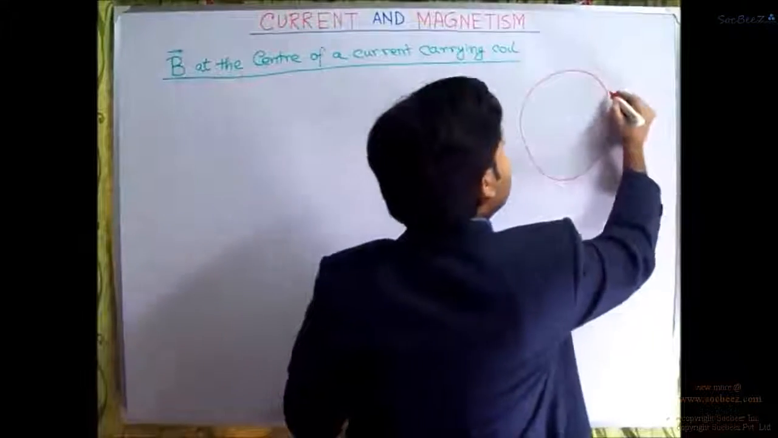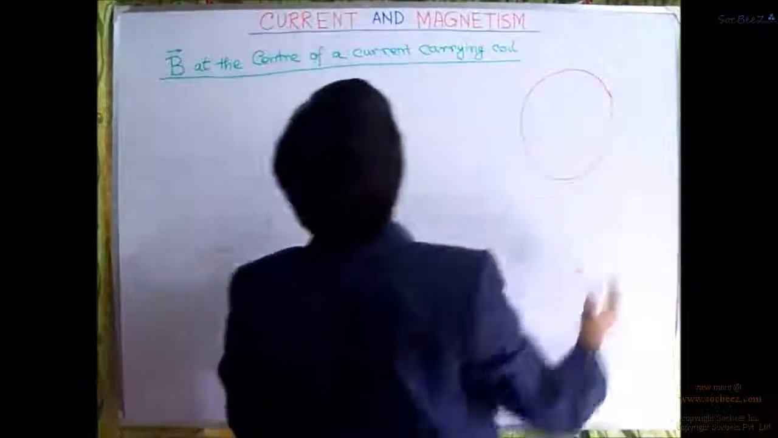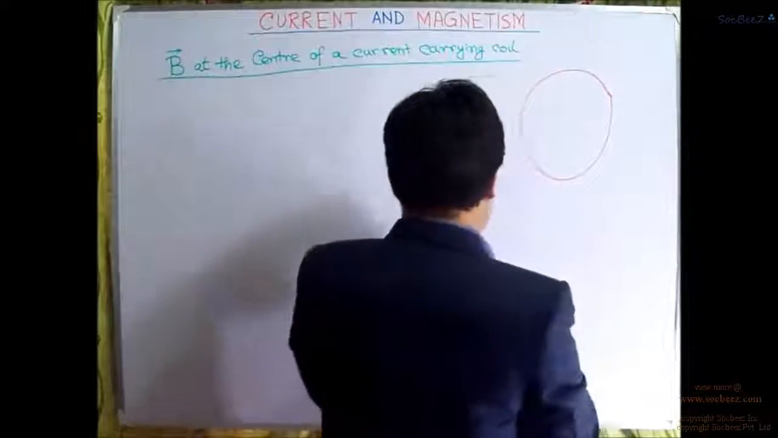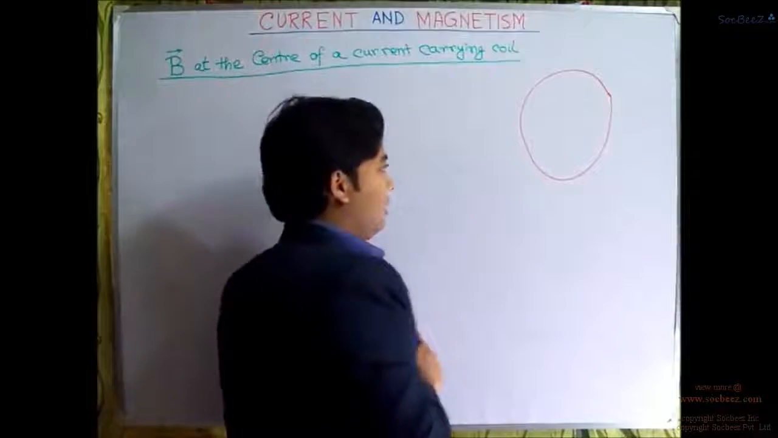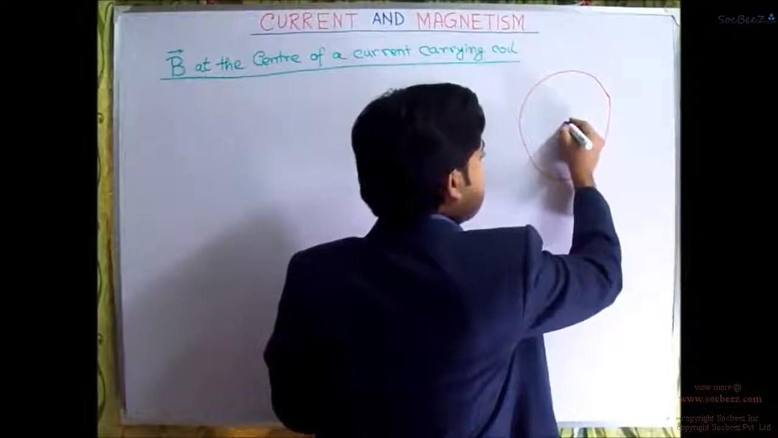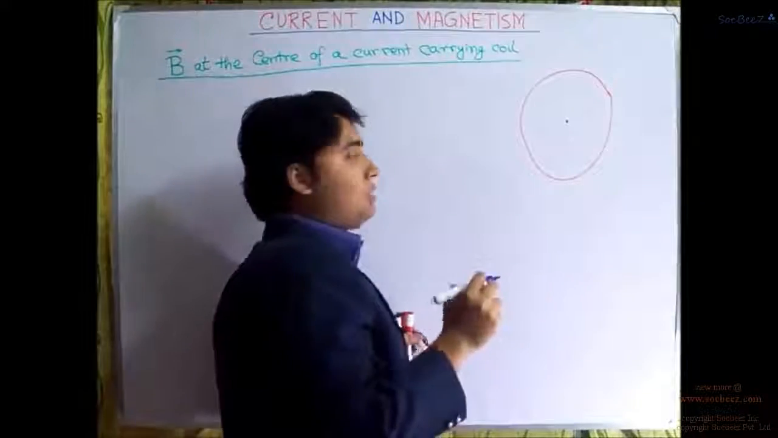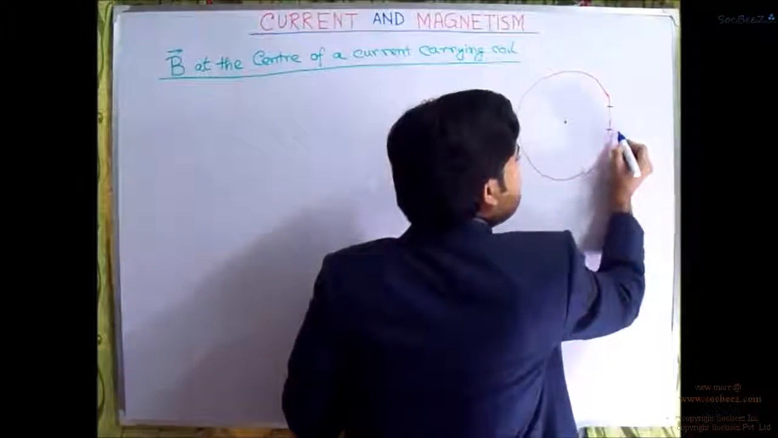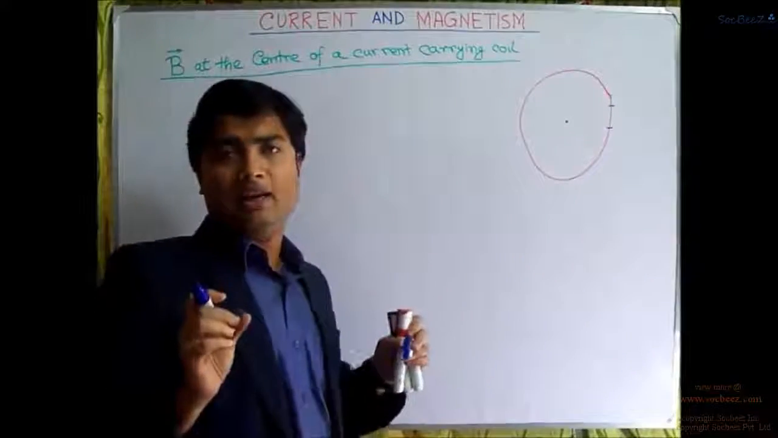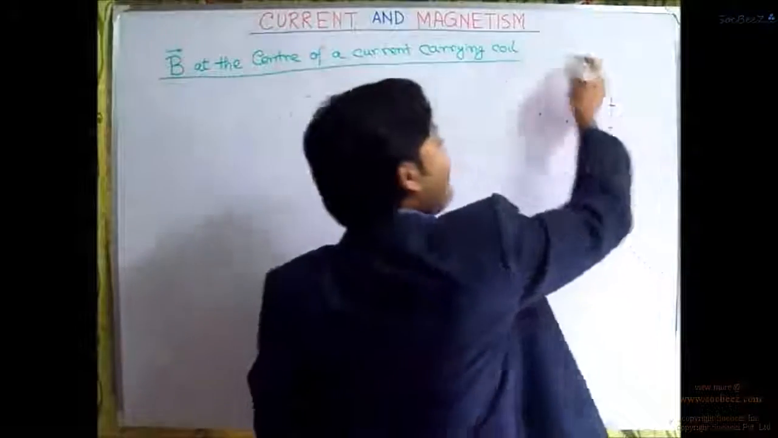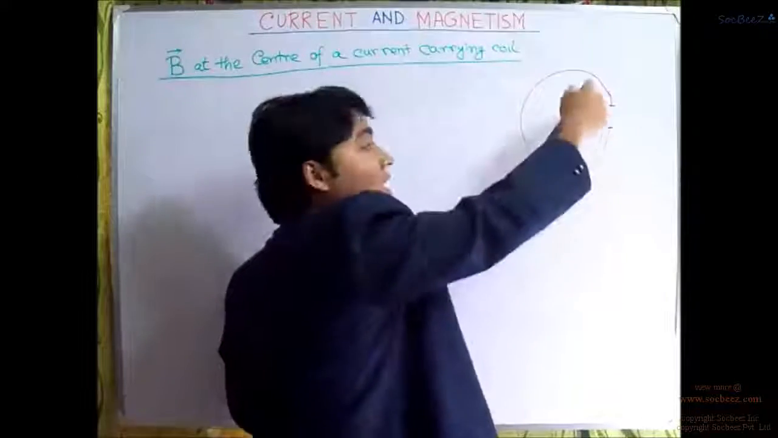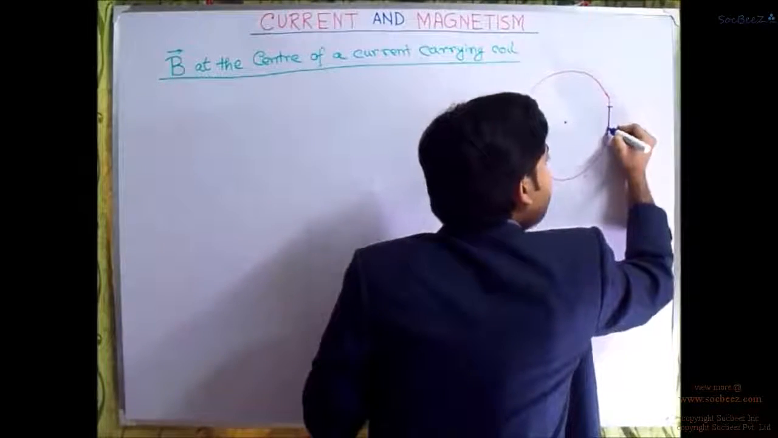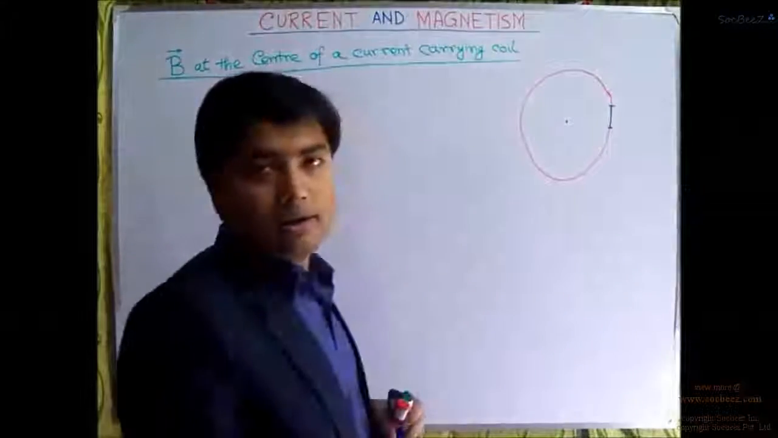Say for example, this is a circular current carrying coil, right? And we need to find out the B at the center. So say for example, this is the center. We need to find out the B. And as we know, we need to define a very short length dl, where the total L is the total length of the coil. So now we are taking dl, a very small part of the coil, right?